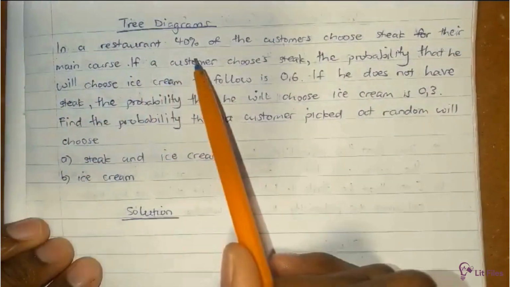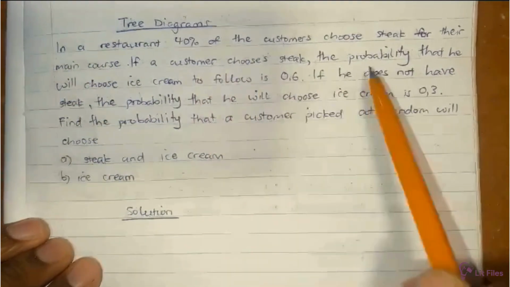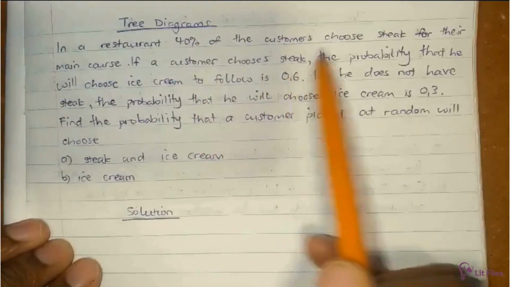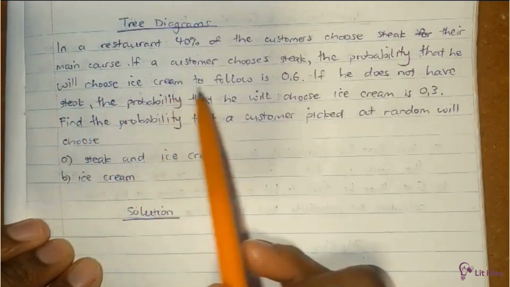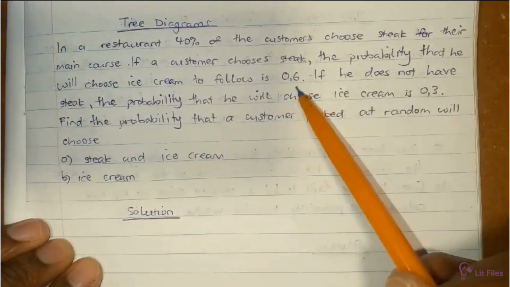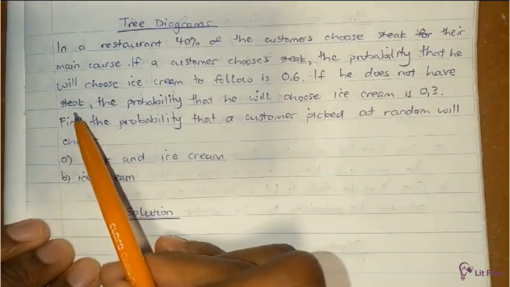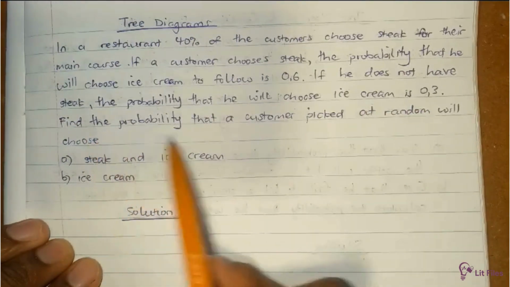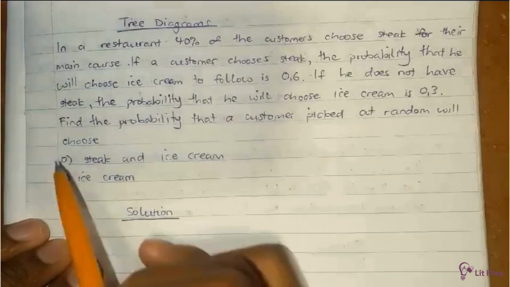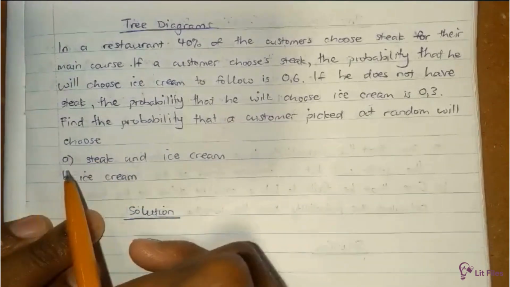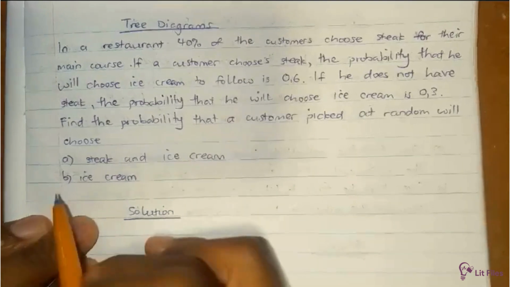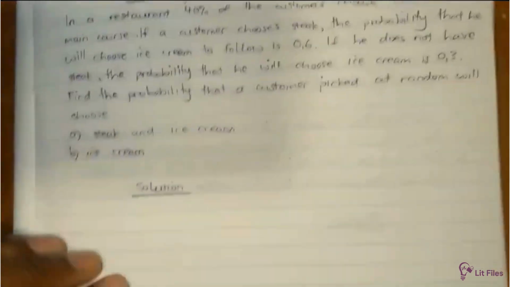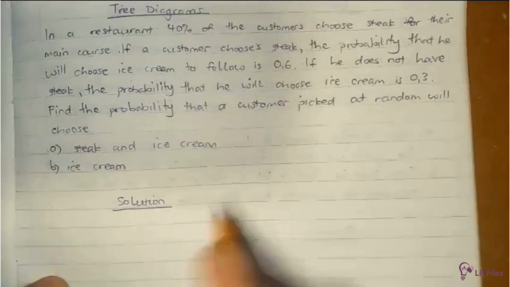In a restaurant, 40% of the customers choose steak for their main course. If a customer chooses steak, the probability that he will choose ice cream to follow is 0.6. If he does not have steak, the probability that he will choose ice cream is 0.3. Find the probability that a customer picked at random will choose A, steak and ice cream, or B, will choose ice cream. So let's identify the events in this case.